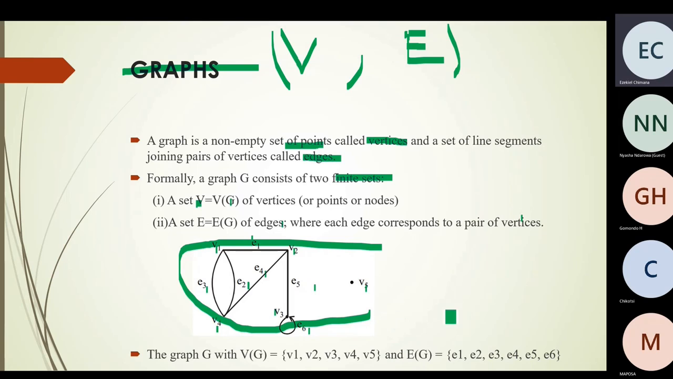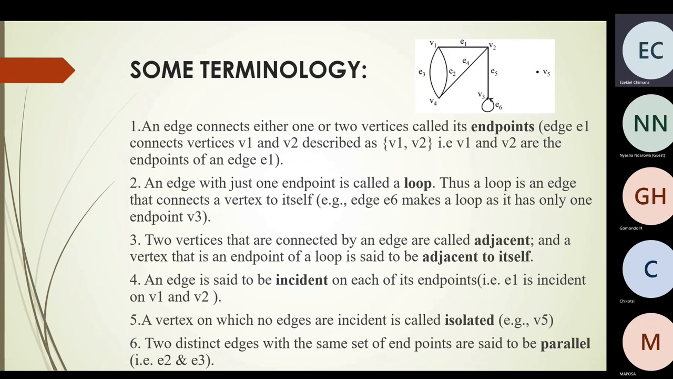I don't know if there is any question here. So I think I can actually move to the next slide. Let's talk about the terminology that we use in graphs. Any edge connects either one or two vertices, called its endpoints. Edge 1 connects vertex V1 and V2, described as V1, V2. That is, V1 and V2 are the endpoints of edge E1. So an edge which connects V1 and V2 has these vertices as its endpoints.